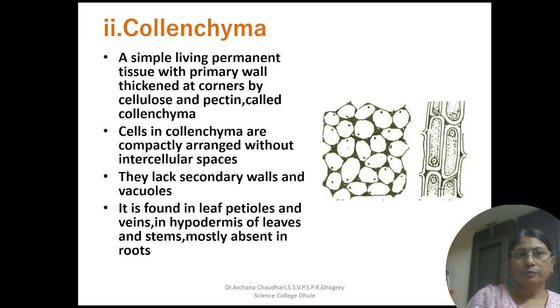The second type of tissue is collenchyma, which is a mechanical tissue. It is a simple permanent tissue with primary wall slightly thickened at the corners by cellulose and pectin, and it is termed collenchyma. Cells in the collenchyma are compactly arranged without intercellular spaces. They lack secondary walls and vacuoles, and it is found in the leaf petiole, in the veins, and in the hypodermis of the leaves. It provides flexibility to the stems and it is absent in root.